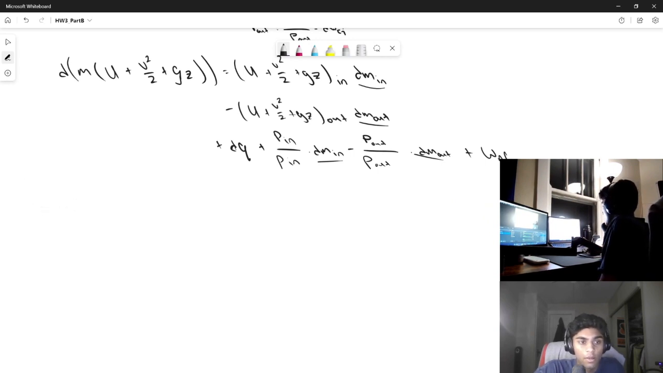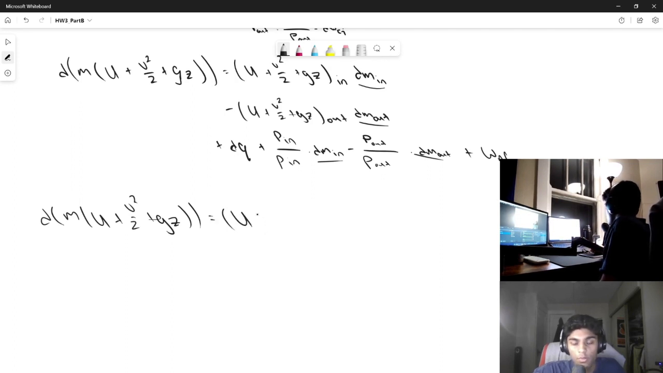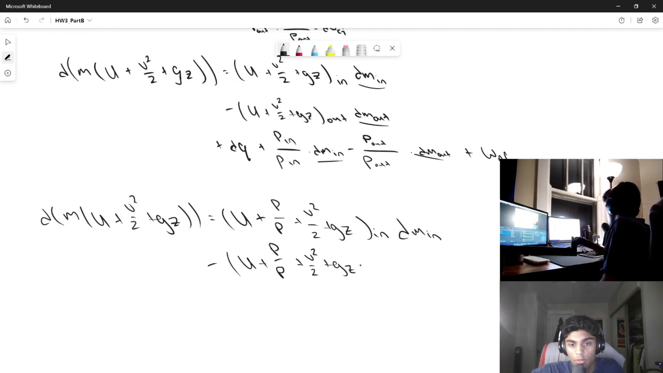we have our d of e squared over 2 plus potential equal to the potential plus, this is our dm in component, we're going to have our P over density plus kinetic energy, V squared over 2, plus gravitational energy in, times our differential amount of mass in, minus our potential plus P over rho plus V squared over 2 plus gravitational out, times differential amount of mass out, plus our differential amount of heat, plus our non-flow work.